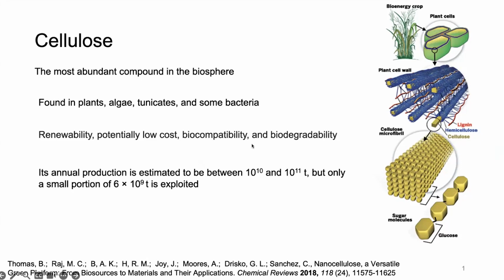Cellulose is very famous for its renewability, potentially low cost, biocompatibility, and biodegradability. Because of this, the annual production is very high, around 10^10 to 10^11 tons, but we only use 6 × 10^9 tons industrially. So we have a lot of room to do new research and figure out how to use cellulose.